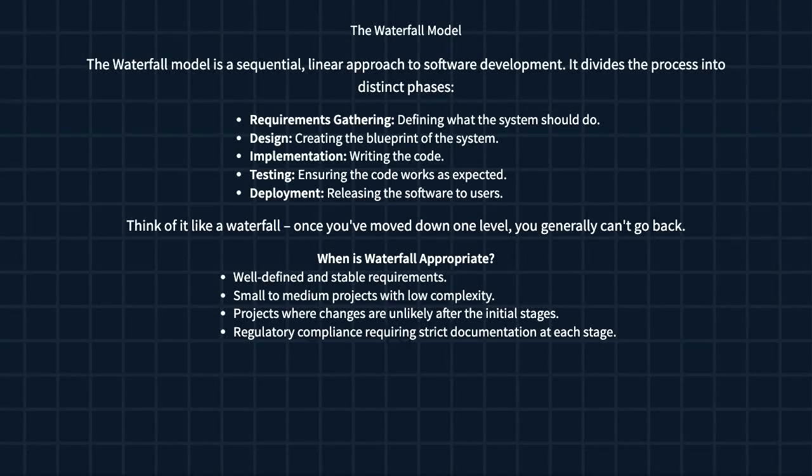Okay, let's talk about the waterfall model, a really classic approach in software development. It's like building a house. You need a plan up front, and you follow it step by step. The process is broken down into distinct phases: requirements gathering first, then design, followed by implementation, testing, and finally deployment. It works best when your requirements are really clear and unlikely to change once they're set, and it's particularly useful for projects that aren't overly complex or have strict documentation needs. Basically, if you know exactly what you need from the start, waterfall can be a solid choice.